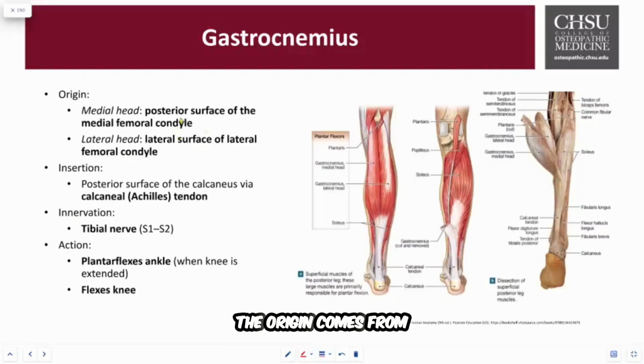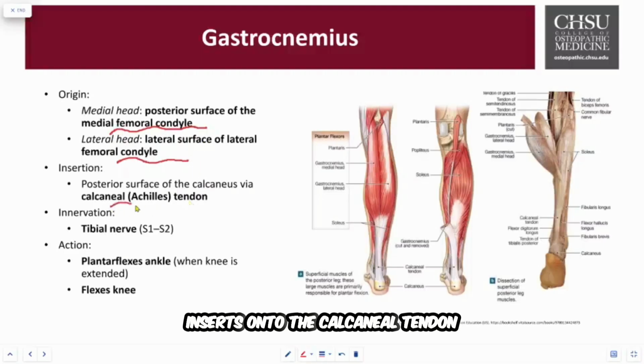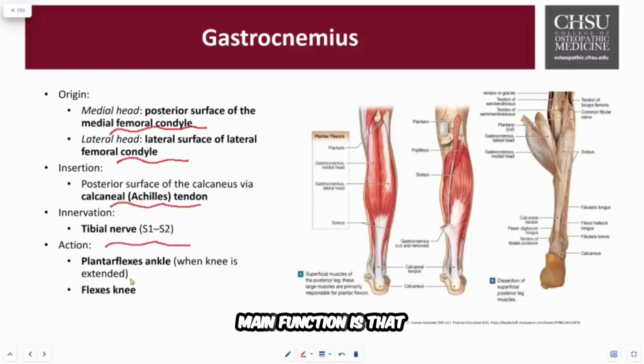The medial head originates from the posterior surface of the medial femoral condyle, and then the lateral head comes from the lateral surface of the lateral femoral condyle, and it inserts onto the calcaneal tendon. Tibial nerve S1 to S2. Main function is that it's the strongest, most dominant plantar flexor of the lower leg. Over here you can see the picture of the gastrocnemius lateral head and the medial head, two heads.